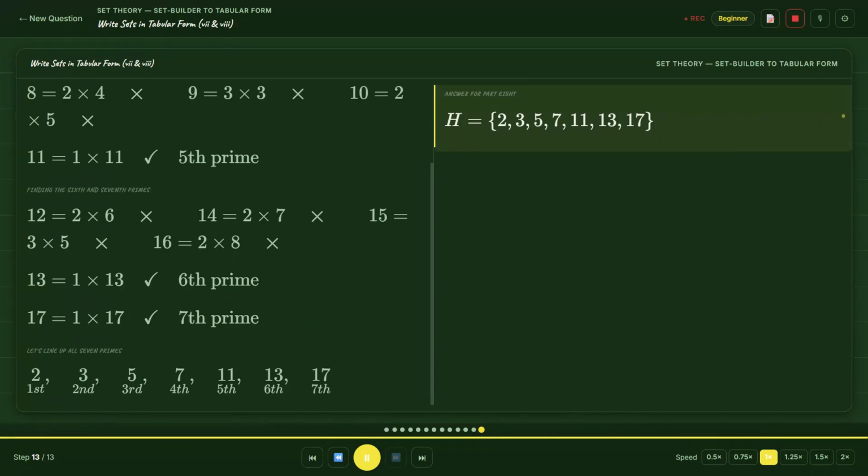And here is our answer for part 8. H equals the set with 2, 3, 5, 7, 11, 13 and 17 inside curly braces. That's the first 7 prime numbers in tabular form. You did amazing work today.